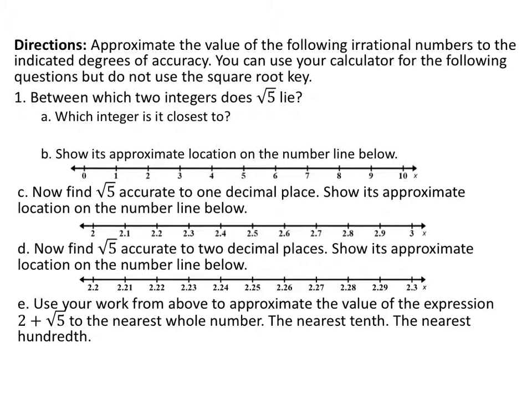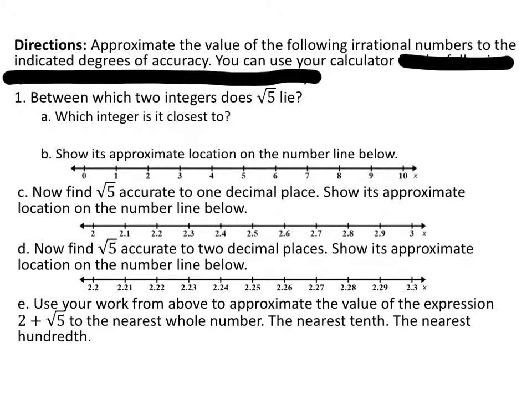All right, once again, we are using the calculator. So number one, between which two integers does the square root of 5 lie? Which integer is it closest to? And then we'll fill out this number line, show its approximate location on this number line. So do A through E. We'll give you guys a couple minutes to do that with your neighbor. Talk about it, and then we're going to go over it.